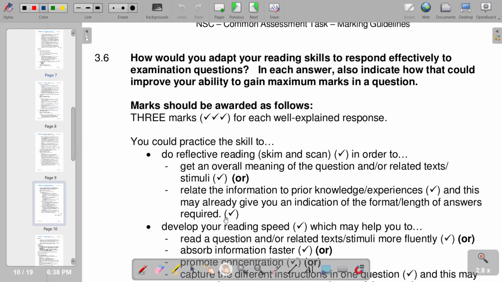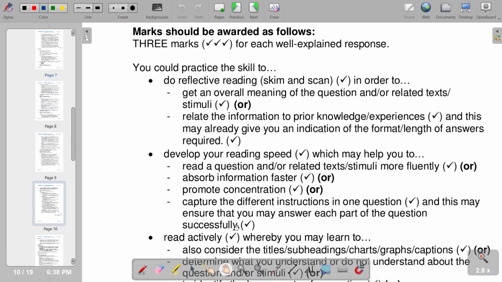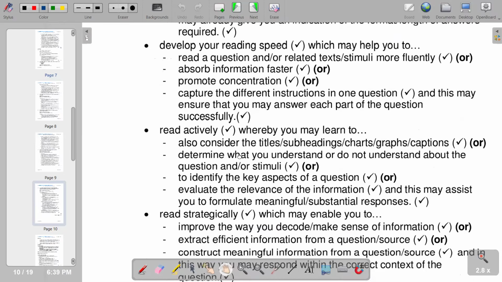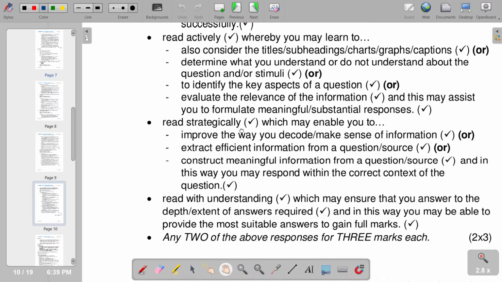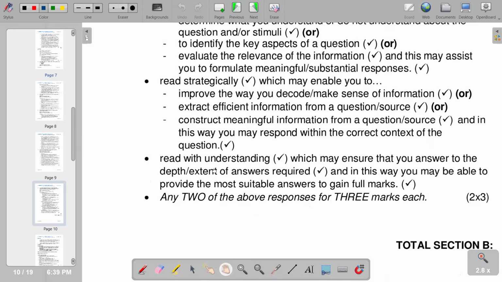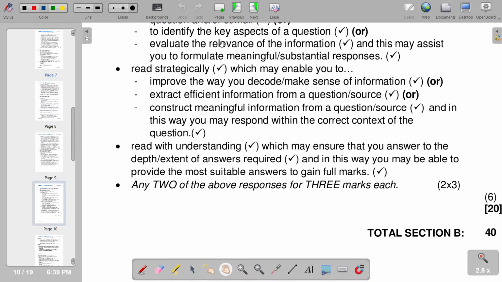Or develop your reading speed also, and read actively, read strategically, also some of the points that are also correct. And read with understanding. So those are the points that we have in this. This marks the end of our section B, and from there we are supposed to move on to our next section, which is section C, which starts on question 4.